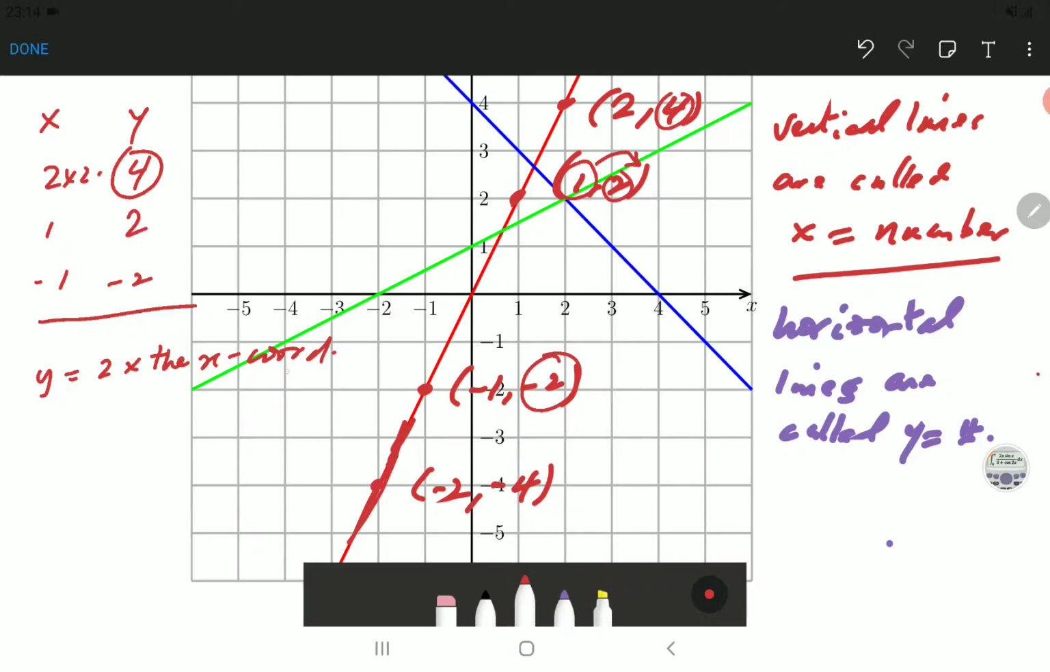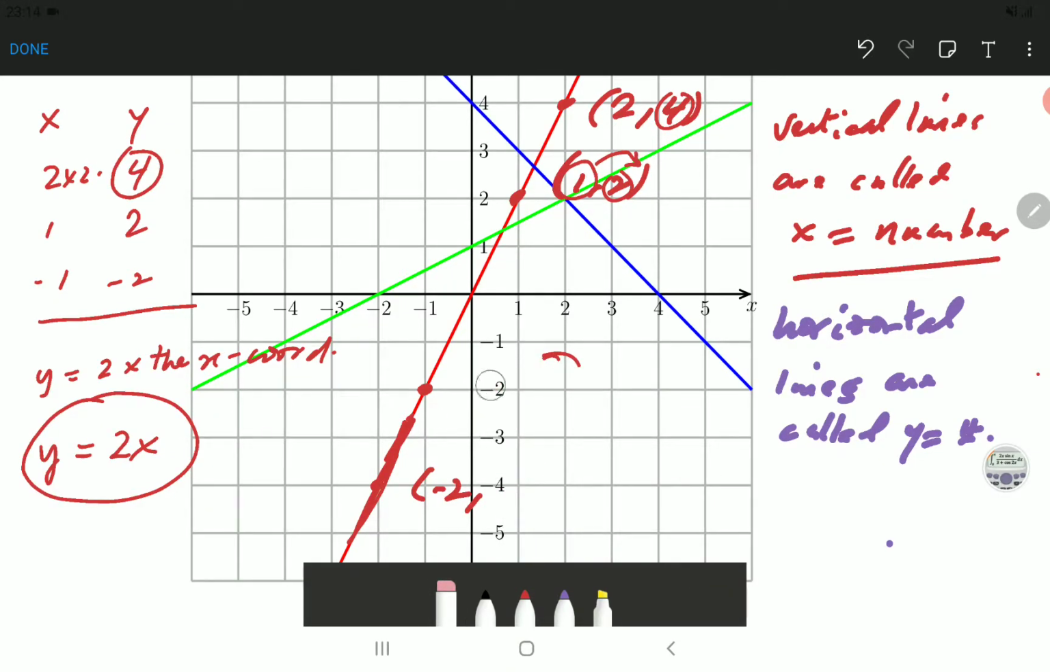So if y is always twice the x coordinate, what we write is y is equal to 2x, and that becomes the equation of this red line. If you like, it is its identity. All points along this line must satisfy this condition: if you take the x coordinate and multiply it by 2, then you get the y coordinate.